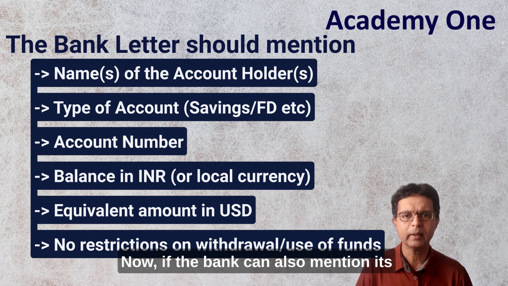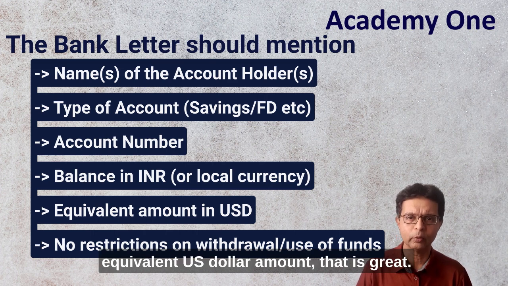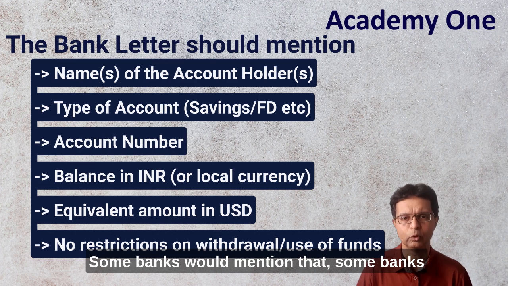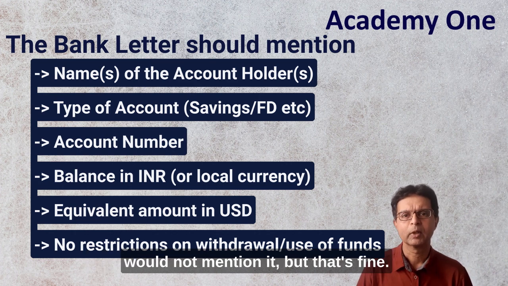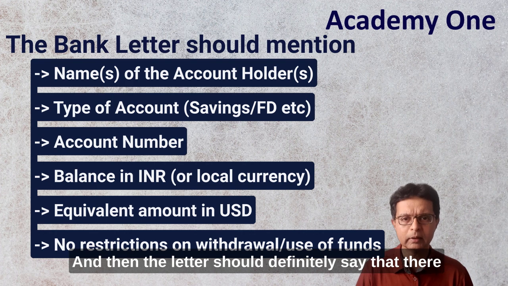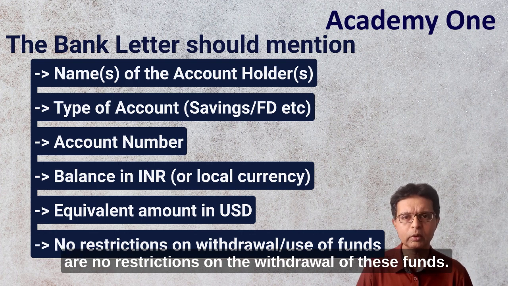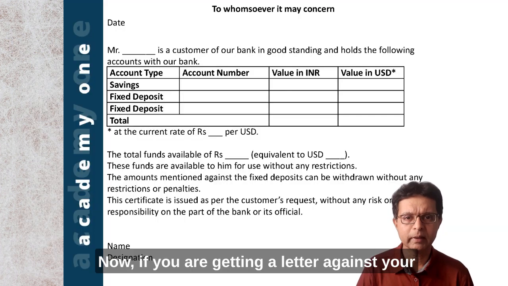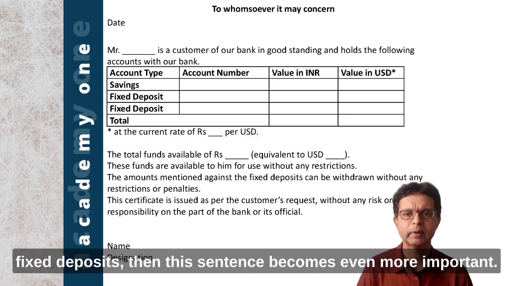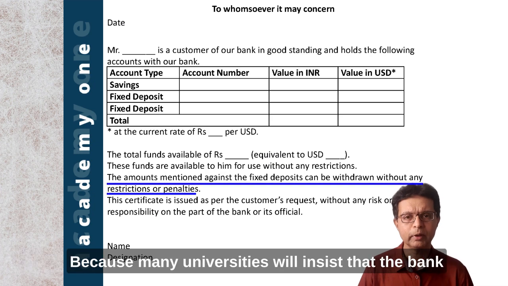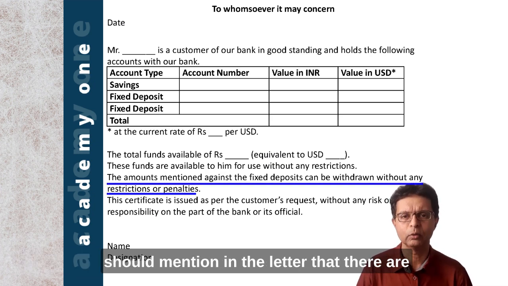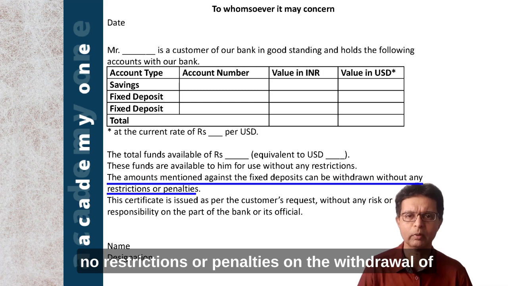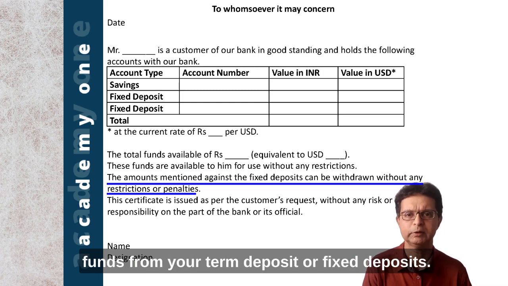Now, if the bank can also mention its equivalent US dollar amount, that is great. Some banks would mention that, some banks would not, but that's fine. And then the letter should definitely say that there are no restrictions on the withdrawal of these funds. If you are getting a letter against your fixed deposits, then this sentence becomes even more important, because many universities will insist that the bank should mention in the letter that there are no restrictions or penalties on the withdrawal of funds from your term deposit or fixed deposits.